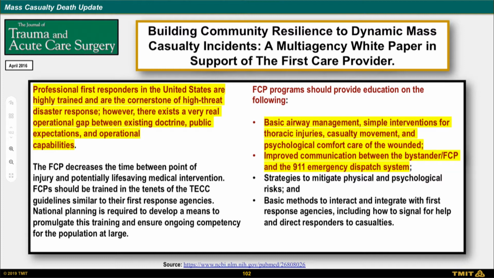And as always, having improved communication between those who are at the scene of these events and our emergency dispatchers through 911 or through other assets, having situational awareness and effective communication to get the right assets in the right place at the right time is crucial to the survivability of these events.